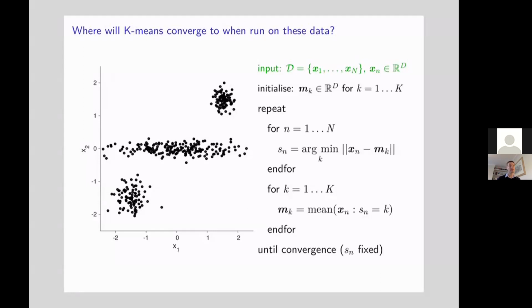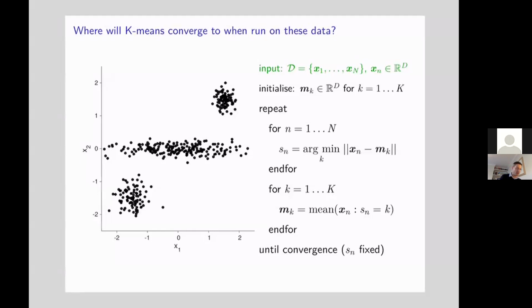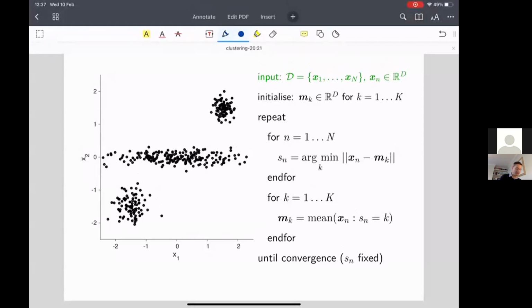And in order to kickstart us, I want us to think about running k-means to convergence on the following data set. So we've got exactly the same k-means algorithm we've been looking at before on the right-hand side here, with the initialization, assignment, and update steps. And on the left-hand side, I've now got a new data set. So this is a different data set than we had before.